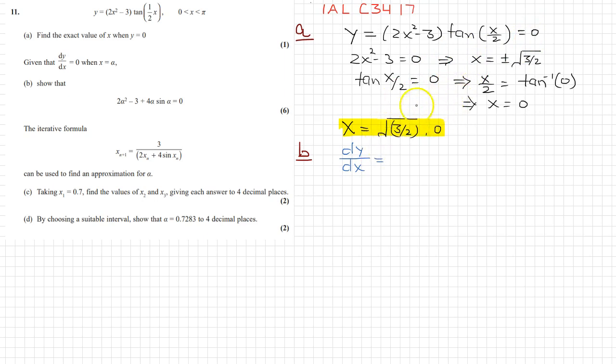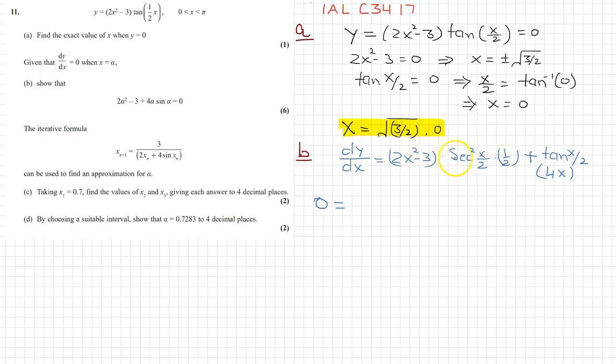So we have two functions here. The first function is 2x² − 3, and the differential of the second, tan(x/2), is sec²(x/2) multiplied by half, plus tan(x/2) multiplied by the differential of 2x², which is 4x. So this is equal to 0.